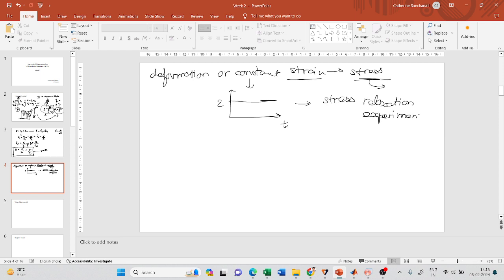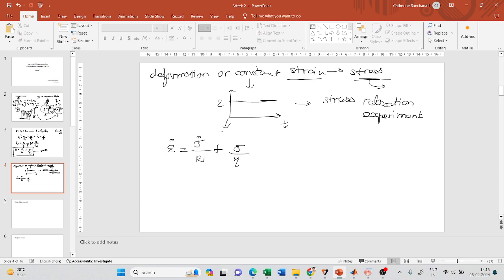Right? Now, let me apply this condition to the equation. So this is my constitutive equation, sigma dot by r plus sigma by eta is equal to epsilon dot. Right? Now, in this case, what do you think will be the strain rate?